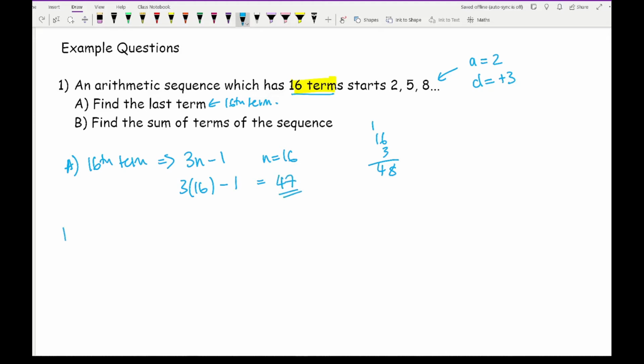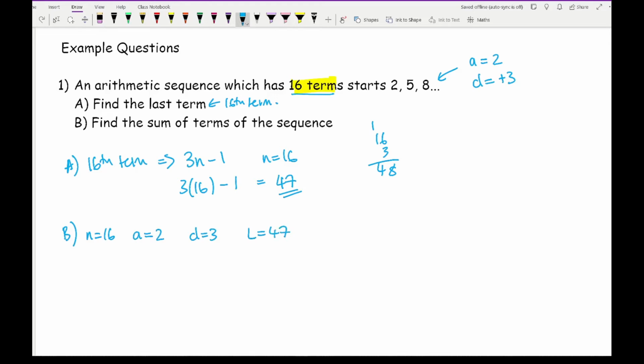Then for B, the question is asking us to find the sum of the terms of the sequence. So here we've got n equals 16, a equals 2, d equals 3, and our last term which is 47.